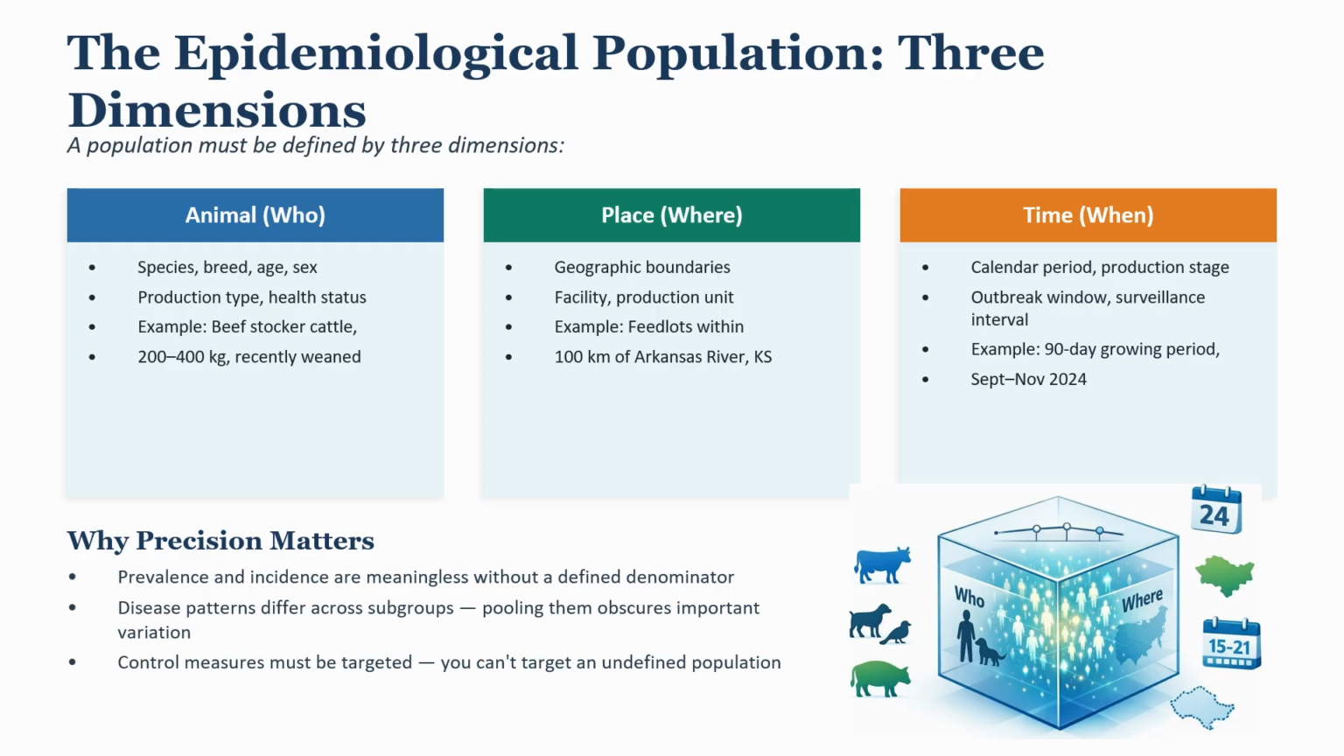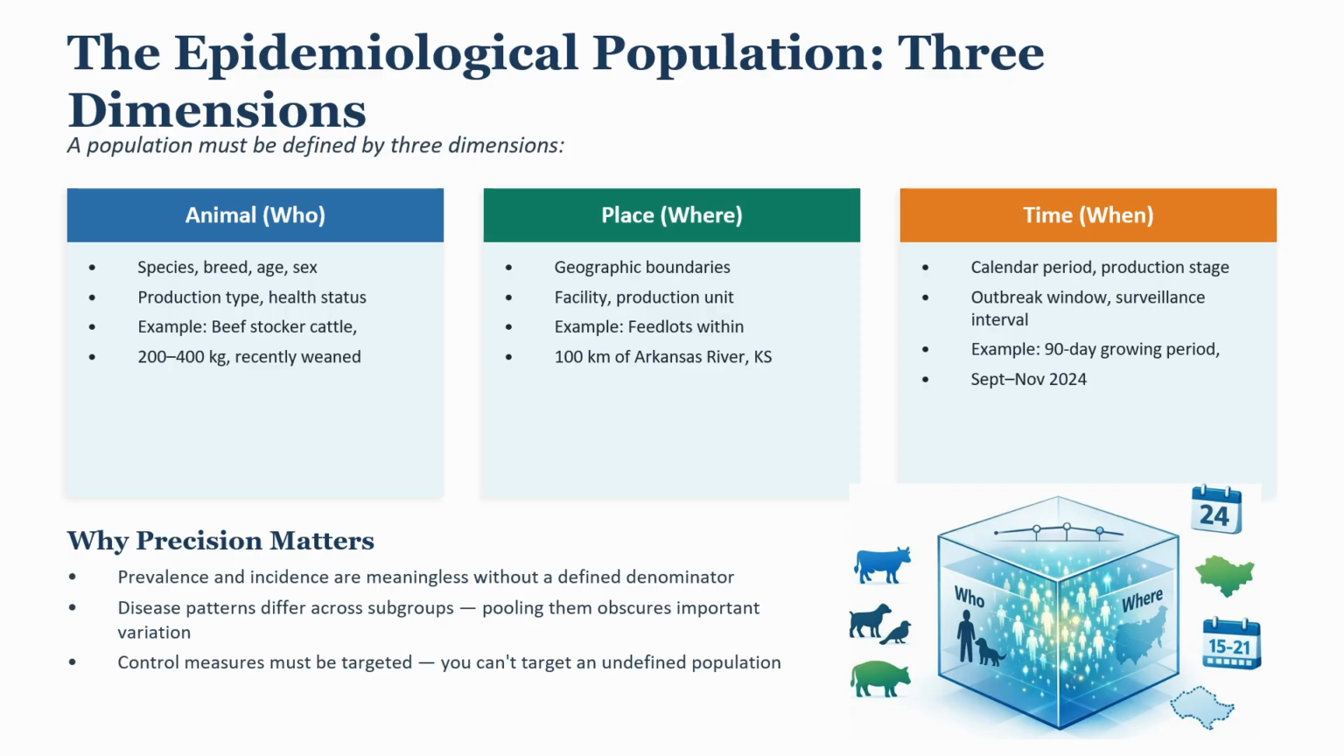Species is the obvious starting point, but breed, age, sex, production purpose, and health status all matter. A study of respiratory disease in recently weaned stocker calves is a very different population from a study of respiratory disease in mature beef cows, even on the same farm. Pooling them would obscure the age-specific dynamics of the disease.